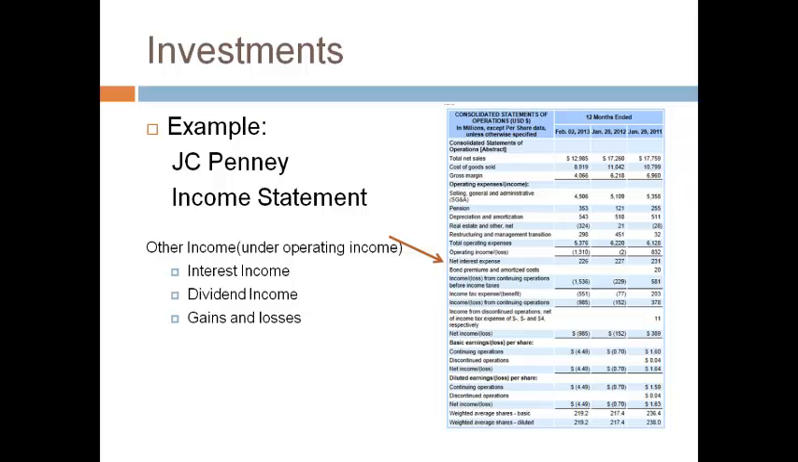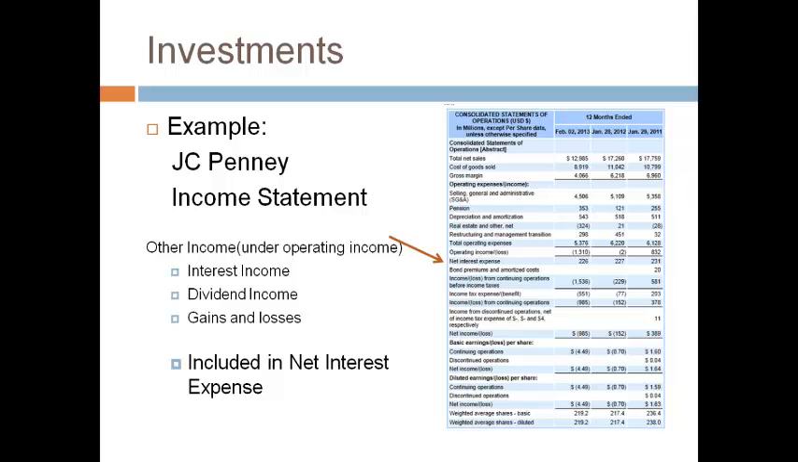Items associated with investments are included in the line item net interest expense. Interest income from investments is offset with interest expense. The amount for JCPenney is not large enough to be reported as a separate line item. When this occurs, the details will be provided in the footnotes.